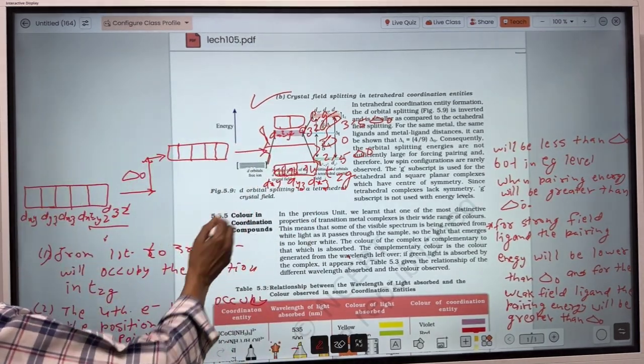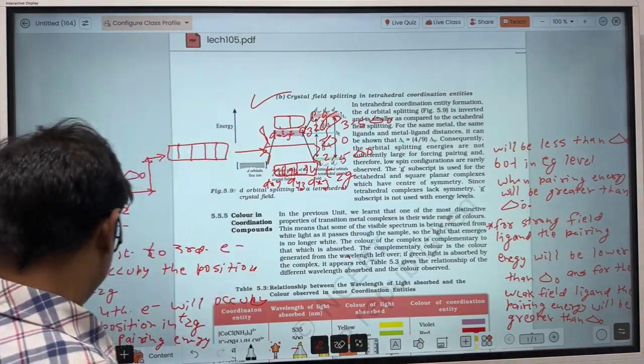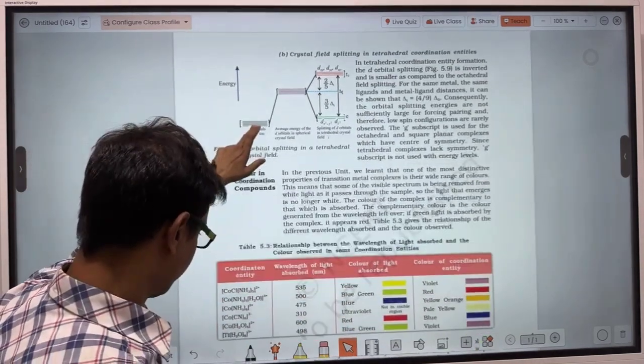Okay, now let's see why the coordination compound shows color. I shall discuss that later on.